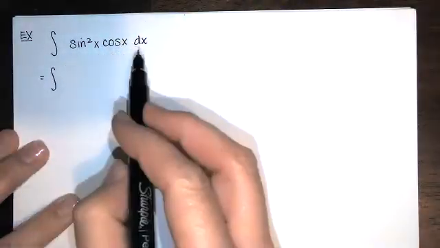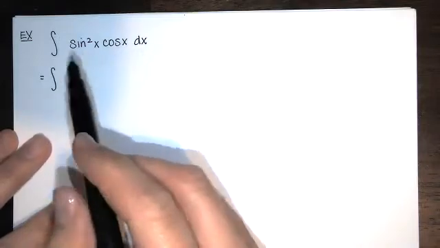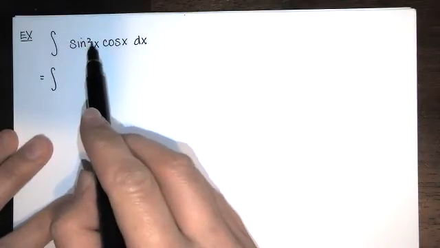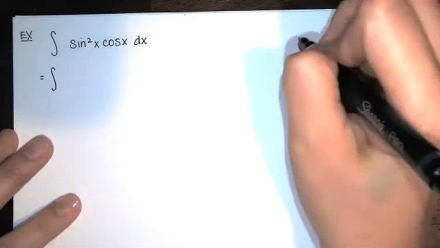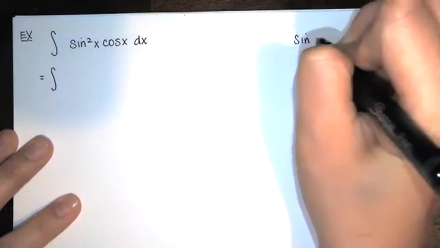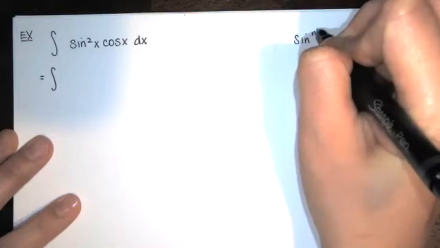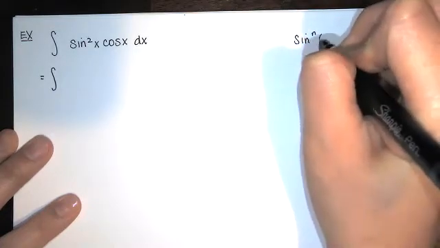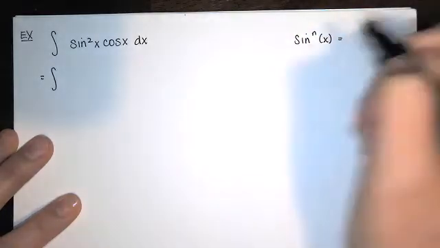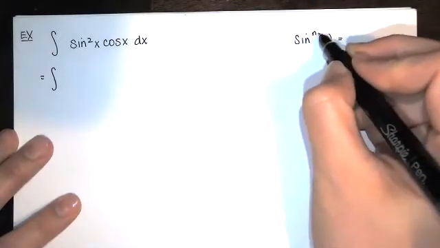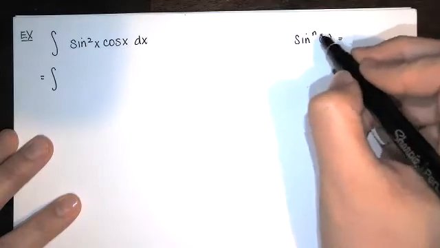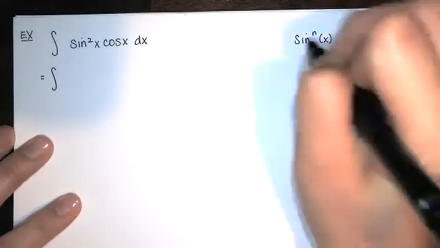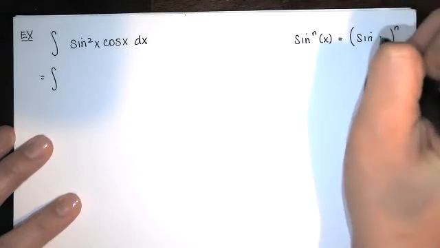Now, it's not obvious that there's a function nested inside another function here, but actually there is. Remember what this means. If you see a trig function and there's some number as a superscript, looks like an exponent, what that really means is we're taking that trig function and we're raising it to that power.